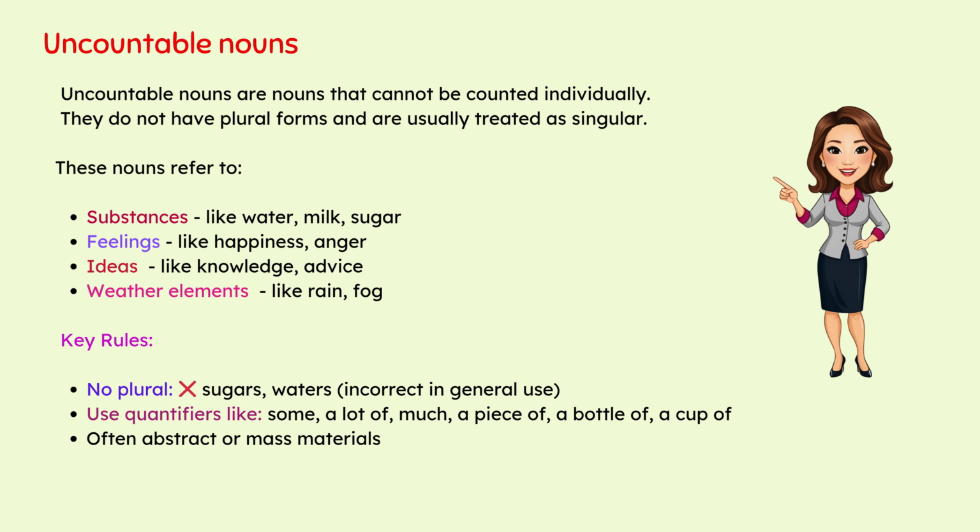Now, here are some key rules to remember. You cannot make uncountable nouns plural. For example, sugars or waters. These are incorrect in general usage. Instead, use quantifiers like some, a lot of, much, a piece of, a bottle of, or a cup of. Uncountable nouns often represent abstract ideas or mass materials, and we understand them as wholes, not individual units.